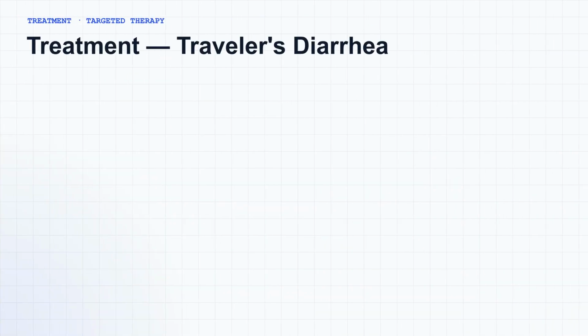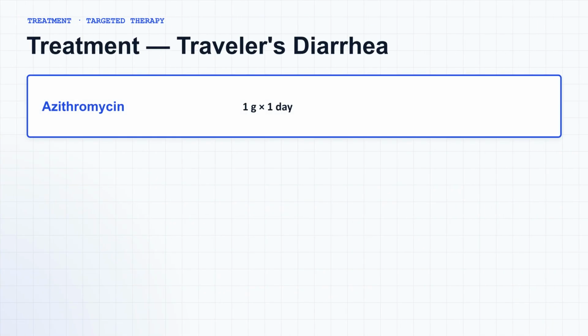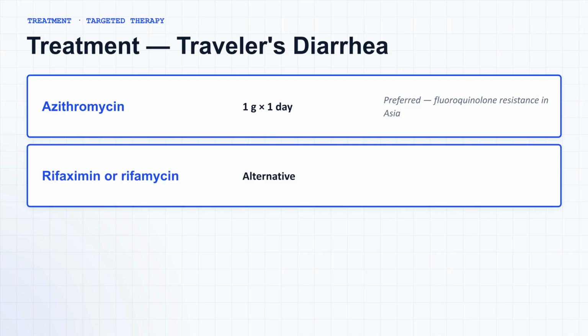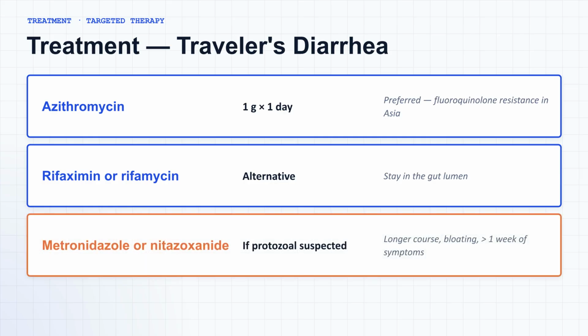If you suspect traveler's diarrhea, azithromycin 1 gram as a single dose is the preferred choice. The reason is fluoroquinolone resistance, which is now widespread in Asia. Rifaximin and rifamycin are alternatives. They stay in the gut lumen and are a reasonable choice for watery traveler's diarrhea without fever or blood. If instead you suspect a protozoal cause, a traveler with more than a week of symptoms and bloating, treat with metronidazole or nitazoxanide. Match the drug to the mechanism you suspect, not to the loudest symptom.